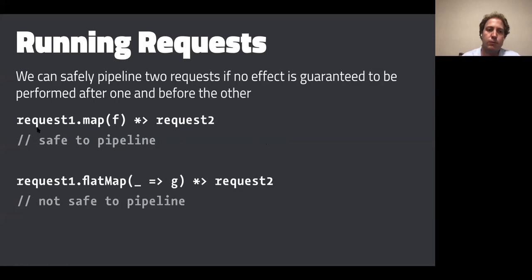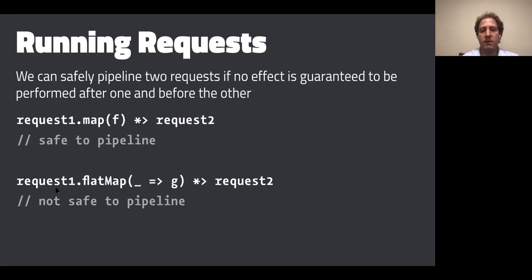And so as a simple example of this, if we have a situation like this one where we want to do request one and map its result with some function f and then do request two, this we can pipeline because f is a pure function here. So if we do one and two, and then take whatever the result of one was and transform it with f, the fact that we maybe did one and two together and did two before we actually did f isn't observable. So this we can pipeline.